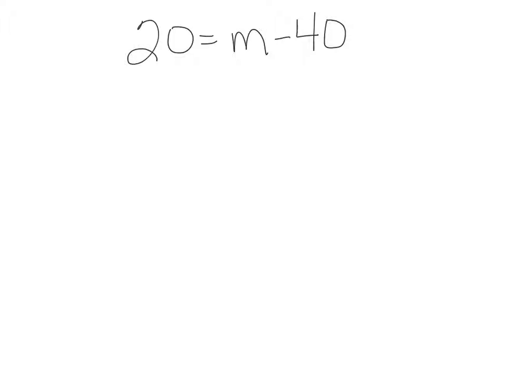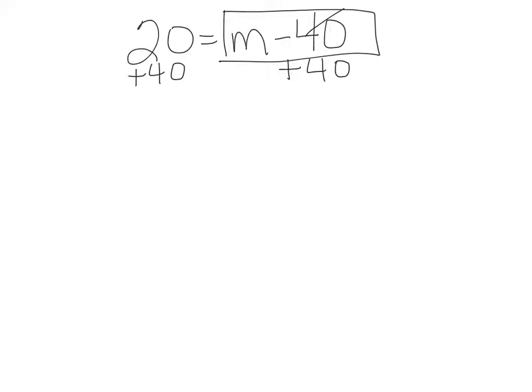We'll go through one more subtraction example. 20 equals m minus 40. Again, we're looking at the side of the equation that has the variable. We see that we have a minus 40. The opposite of minus 40 is plus 40. So we're going to add 40 to both sides of the equation. Minus 40 plus 40 equals 0, leaving us with m on the left side of the equation. 40 plus 20 equals 60. So m equals 60. Time for the check.